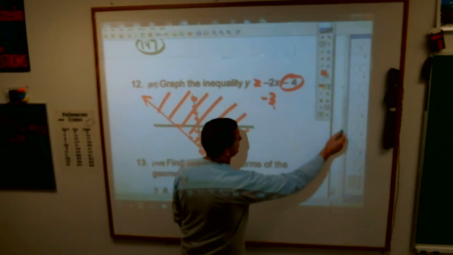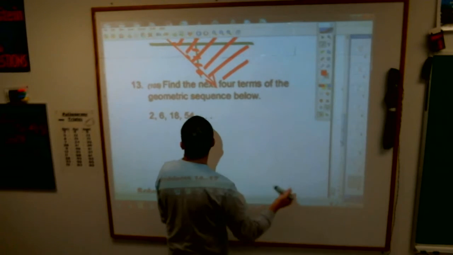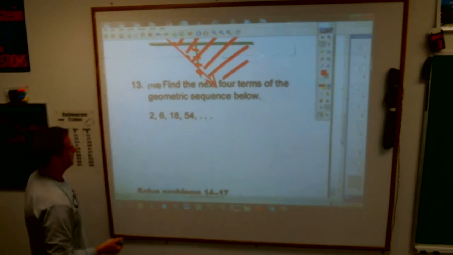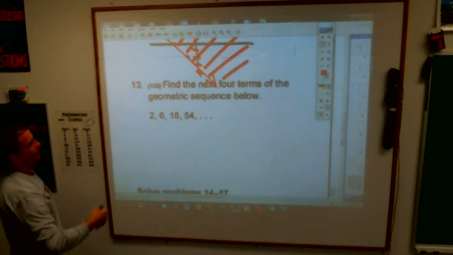I am mentally drunk. Wait, did we skip some? Are we actually outlined on 13? Wait, we got a whole other half of the page.